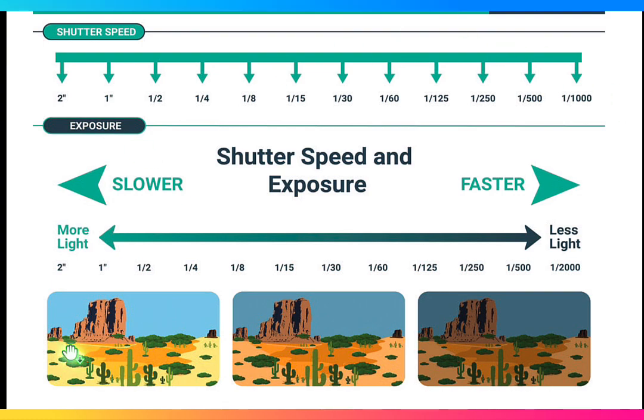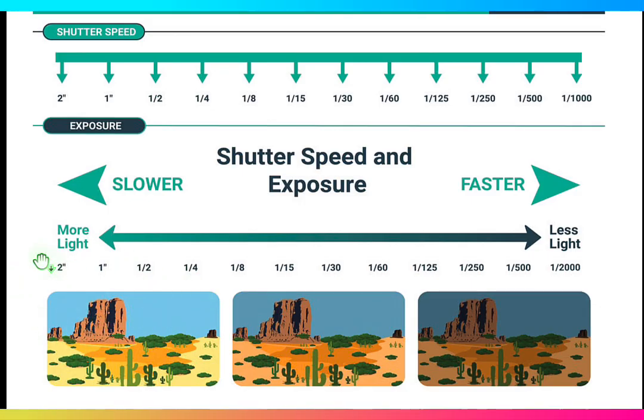So again, we've got a nice diagram down here that shows you if you were to set your camera with a very fast shutter speed, 1/2000th of a second, that shutter is opening and closing super duper quick. So not a lot of light is allowed into the camera, resulting in a darker image. And then the opposite is true over here.